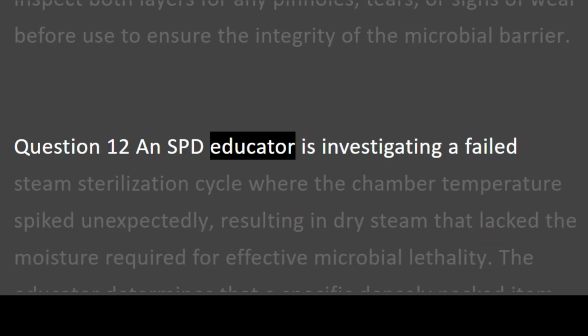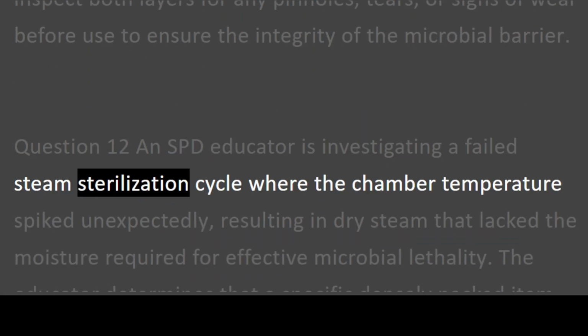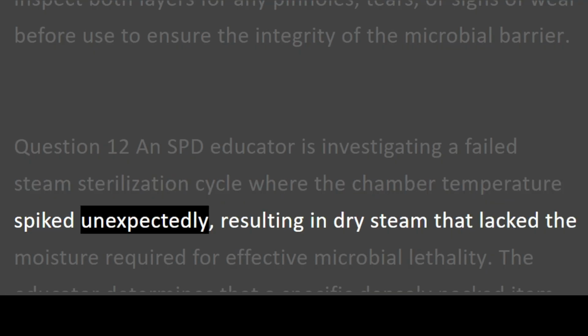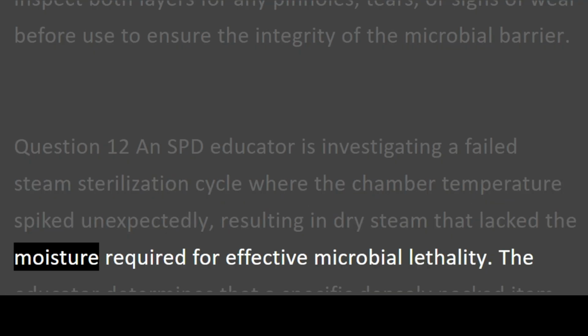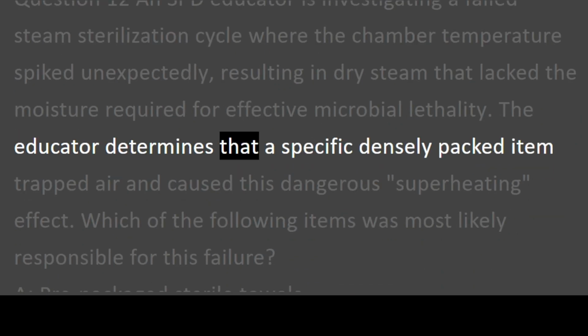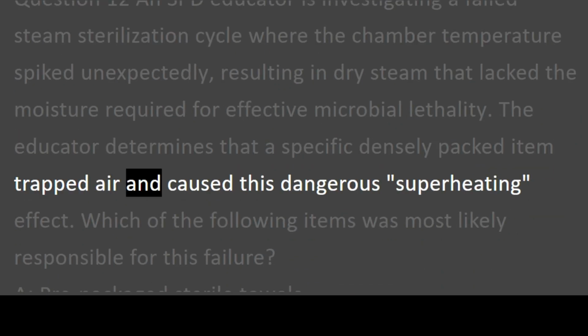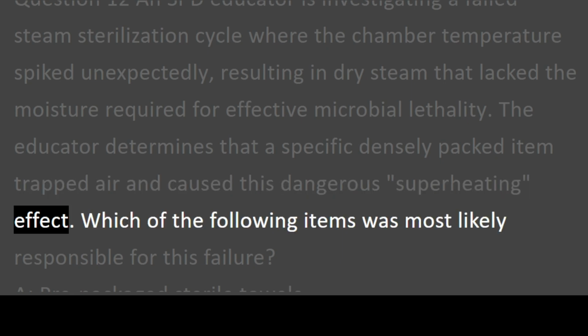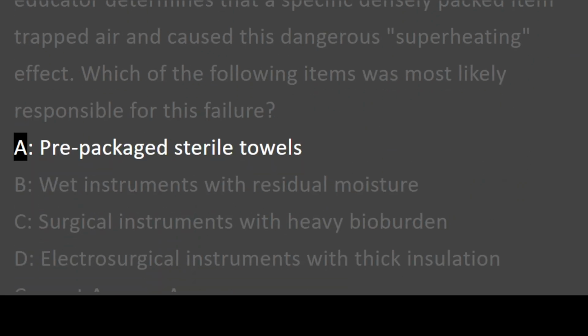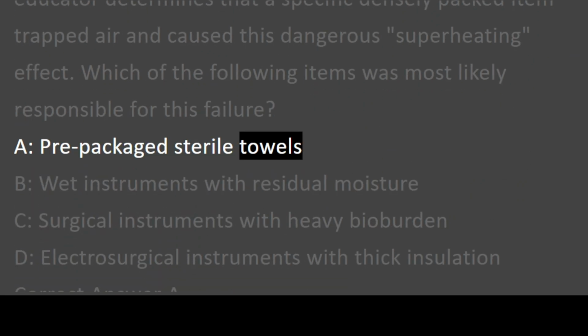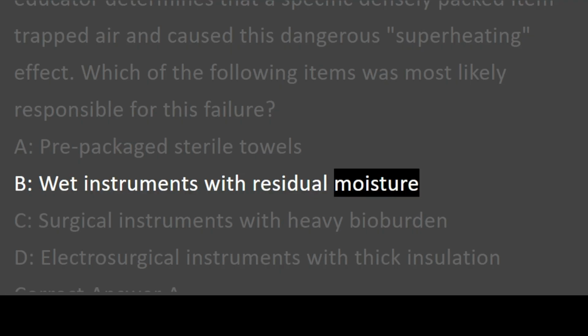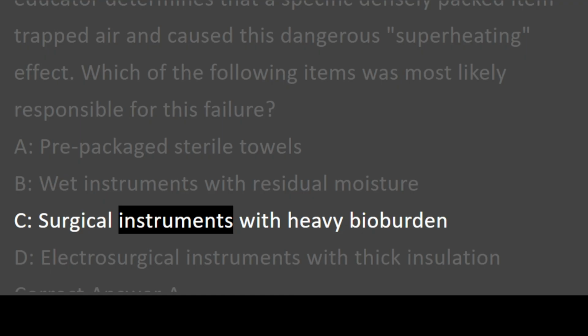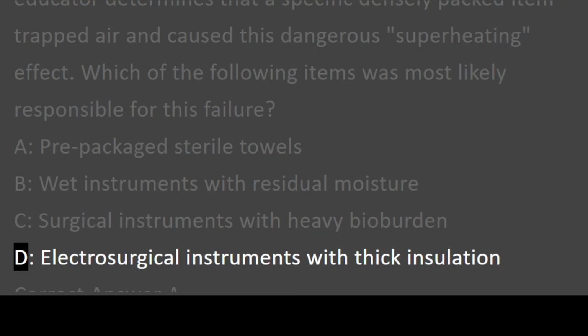Question 12. An SPD educator is investigating a failed steam sterilization cycle where the chamber temperature spiked unexpectedly, resulting in dry steam that lacked the moisture required for effective microbial lethality. The educator determines that a specific densely packed item trapped air and caused this dangerous superheating effect. Which of the following items was most likely responsible for this failure? A. Pre-packaged sterile towels. B. Wet instruments with residual moisture. C. Surgical instruments with heavy bioburden. D. Electrosurgical instruments with thick insulation.